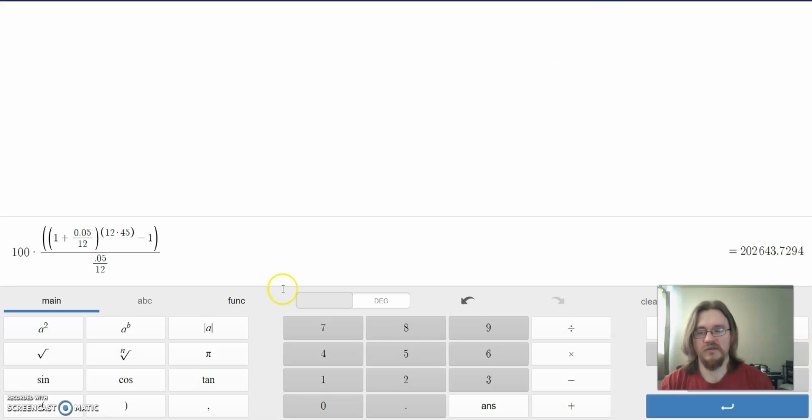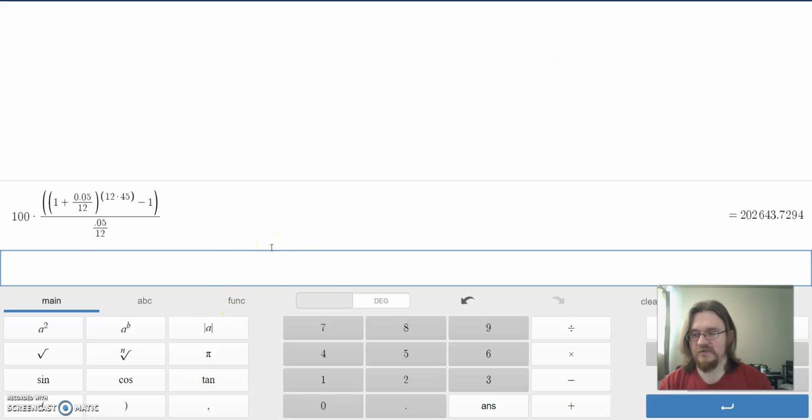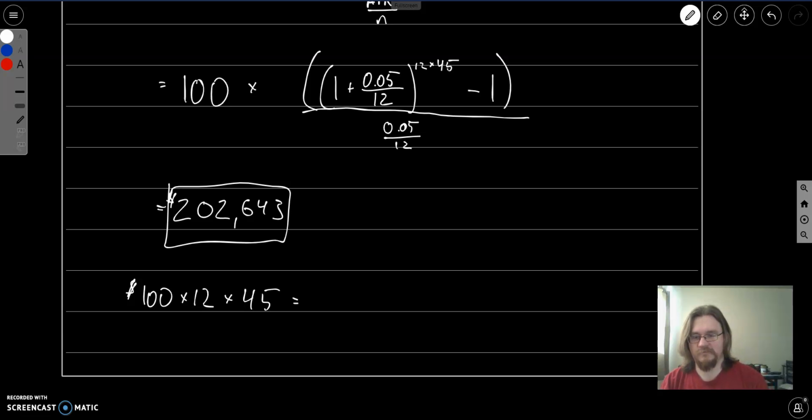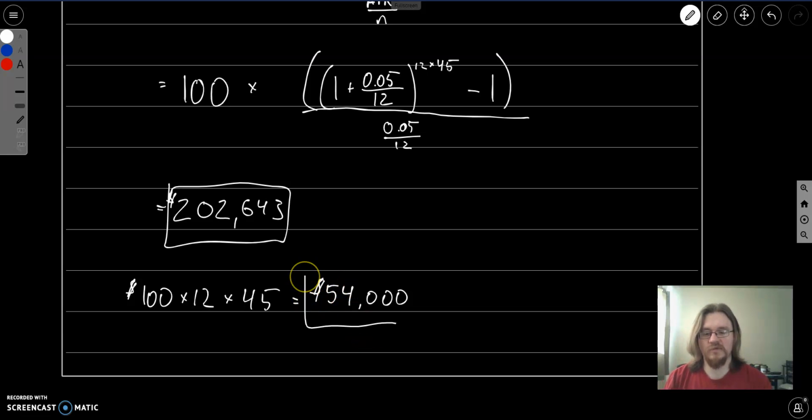So, hit enter. So I'm investing $100 a month for 12 months of the year for 45 years. So that's $54,000. So even though we only invested 54,000 of our dollars into the account, we ended up with $200,000.